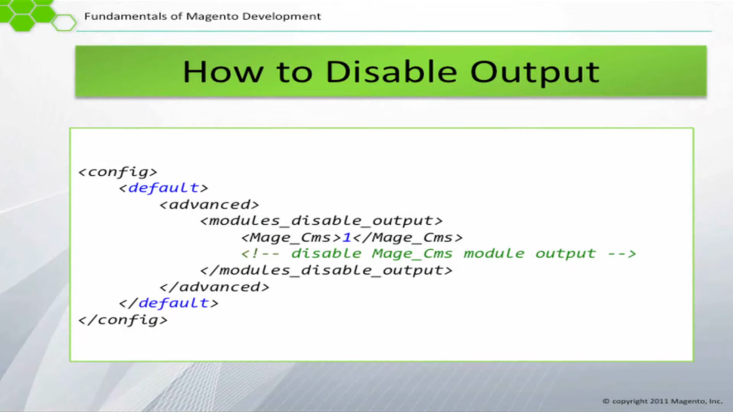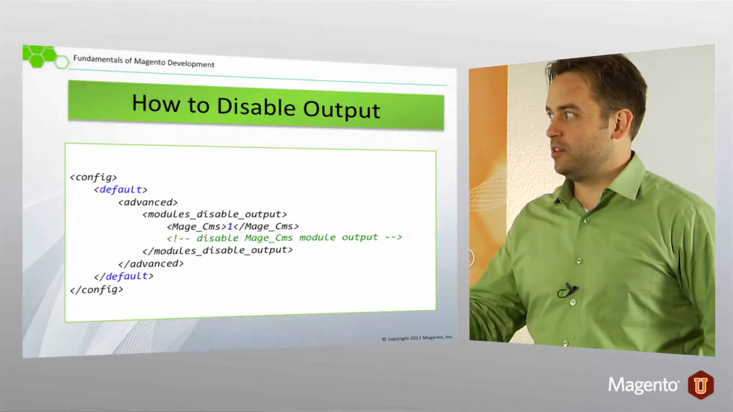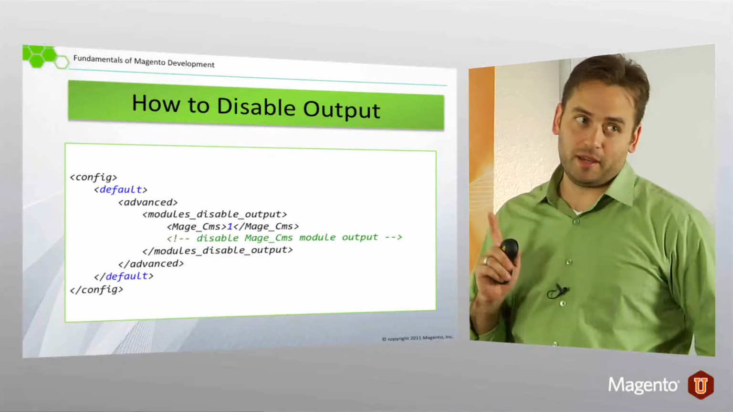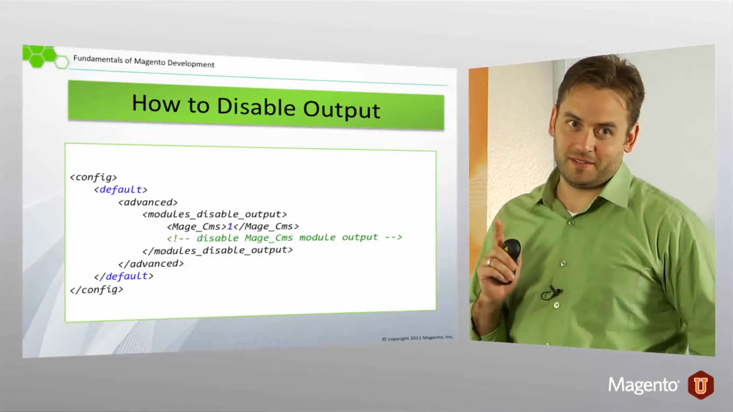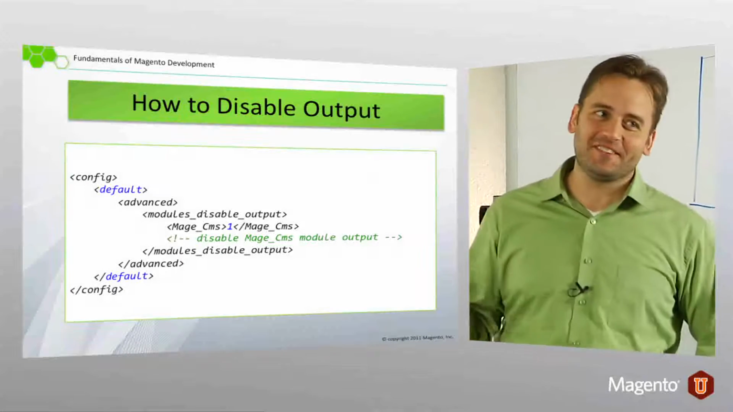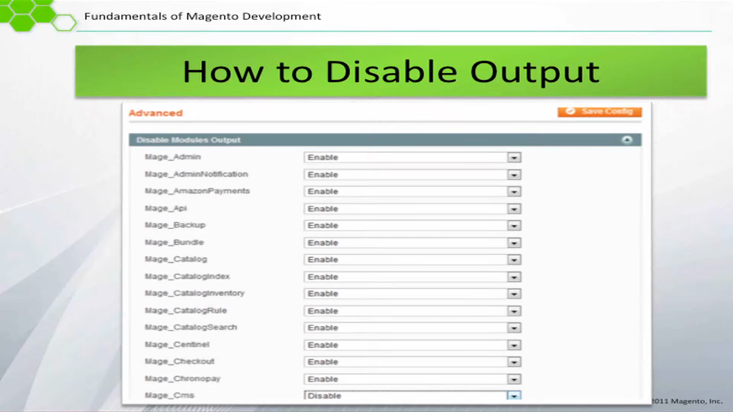All right. How to disable output of a module? Well, you simply specify this configuration node, config default advanced modules disable output, and then specify like Mage CMS 1. That'll disable that. Okay. Question? Yes? That looks like it's mapping to the backend system config. Exactly, which is why you wouldn't want to do that, but you could do that here. You would probably want to do it here. Very good. So, you could do it here, and as we've already explained, this does not disable the module, just the output.